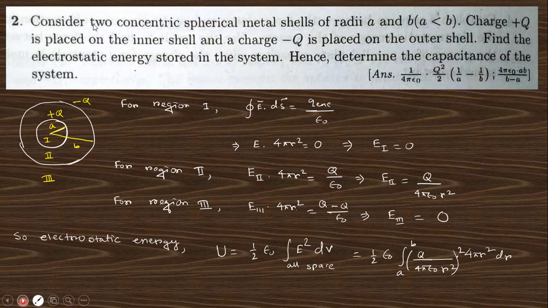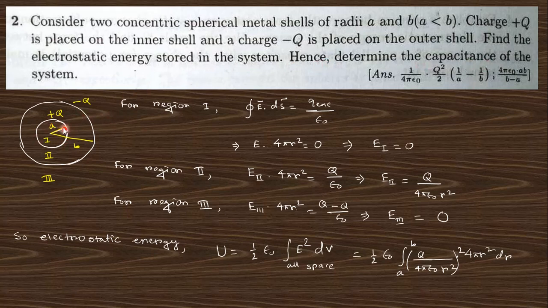Next question says, consider two concentric spherical metal shells of radii A and B, where A is less than B. Charge plus Q is placed on the inner shell and minus Q on the outer shell. So there are concentric spherical shells, this is a plus Q charge and this is a minus Q charge. Find the electrostatic energy stored in this system, hence determine the capacitance.